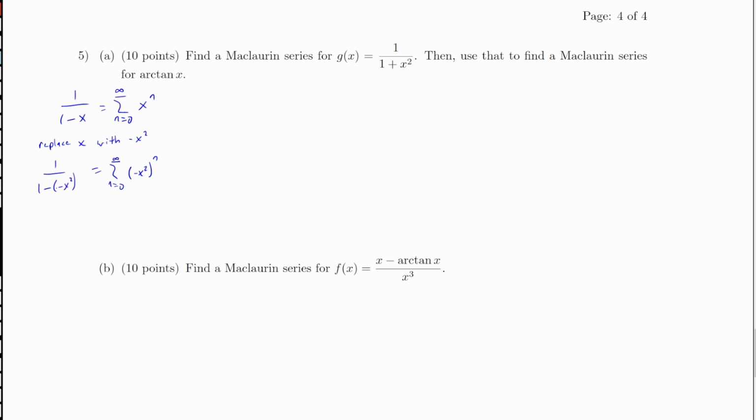Let's simplify both sides. On the left, the negatives cancel, and we get 1 over 1 plus x squared, which was our goal. And on the right, we get the sum from 0 to infinity of negative 1 to the n, x squared to the n. When we raise an exponent to a power, we multiply the powers, so it's an x to the 2n. All right. Now, we're going to use that to find a series for arctangent x. And I know that if I integrate this 1 over 1 plus x squared, I'll get arctangent of x.